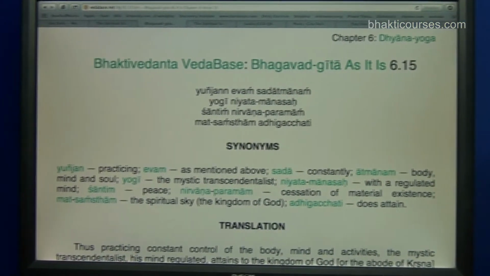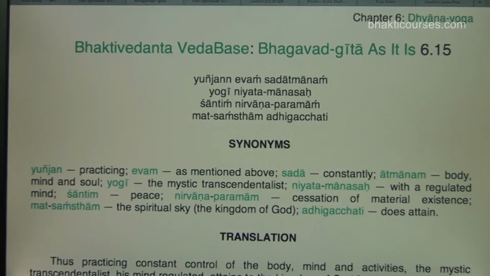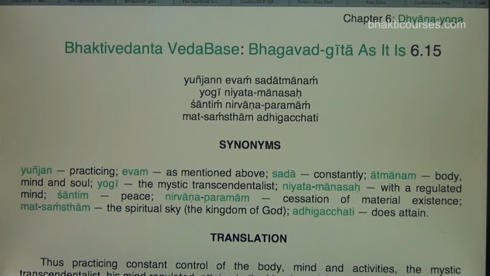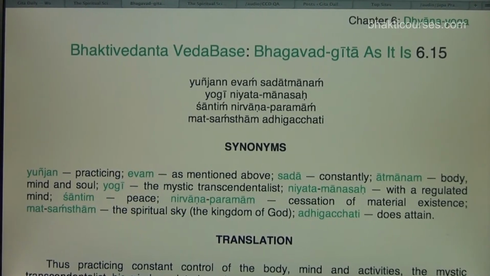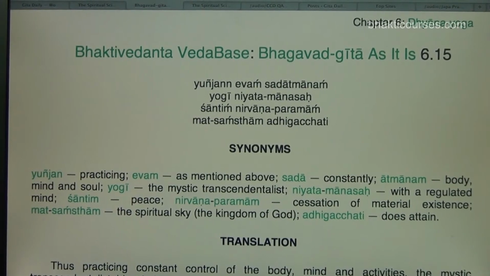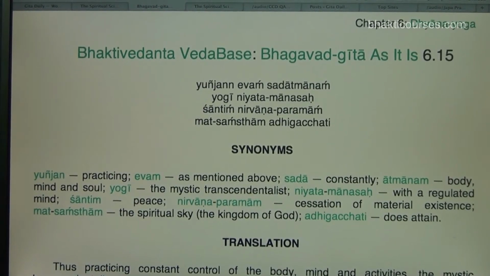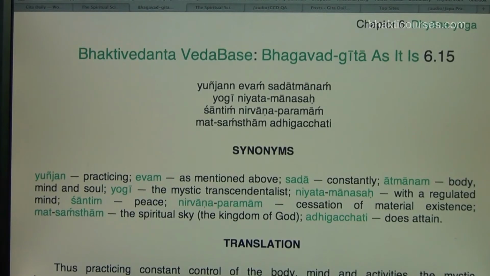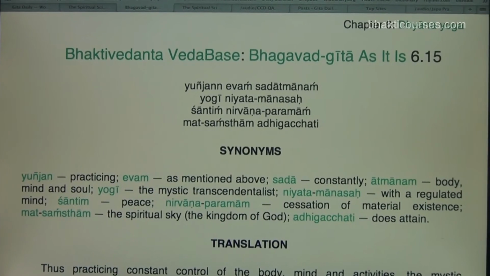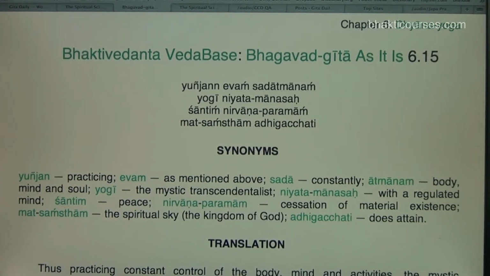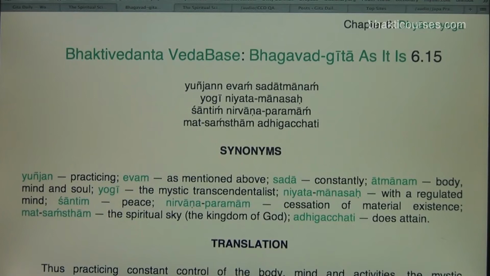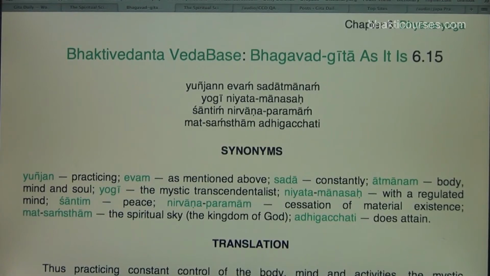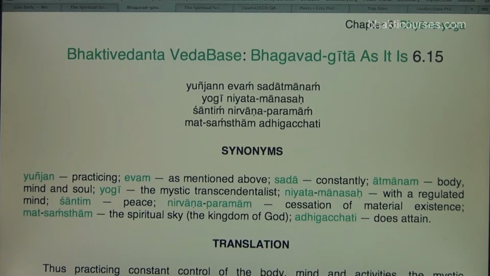So now Krishna is telling that if one keeps practicing yoga in this way, what happens? Yunjan evam sadatmanam yogi niyatamanasah shantim nirvana paramam matsamstham adhigacchati. So yunjan evam, when one is engaged thus, sadatmanam, constantly one engages oneself, body, mind and soul. Prabhupada uses the word atma to refer to all three things.